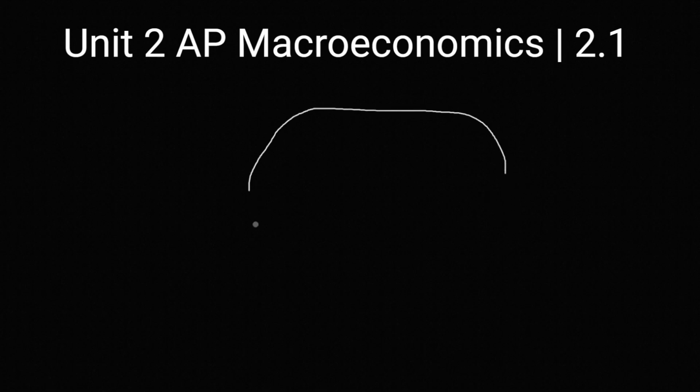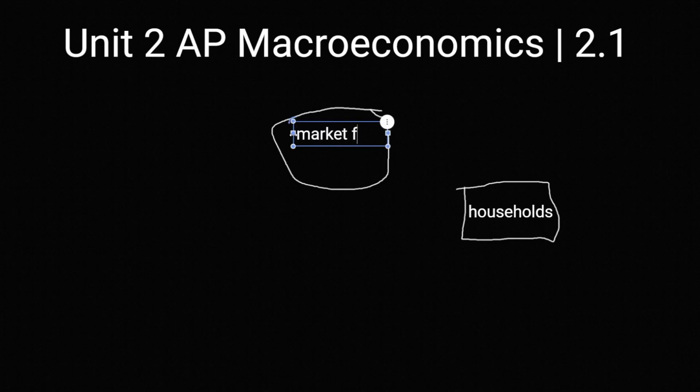The idea is that money generally flows in a circle. So we have our households. Let's write households, if I can spell. There we go. And then we have our markets for goods and services. I'll do a text box because I don't feel like writing. Markets for goods and services.